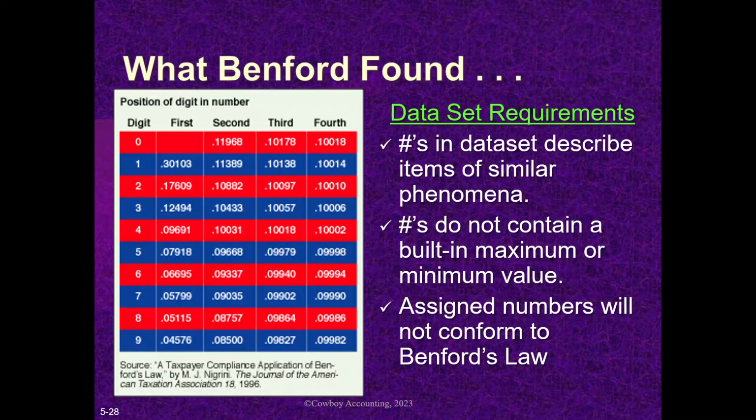Now, there are certain things that we have to have with our data set that make this work. First of all, the numbers in the data set have to describe something of a similar phenomenon, a length, a measure, a count, something like that. Numbers do not contain a built-in maximum or minimum value. So we can't have a situation where no number above 5 ever occurs as the first digit. That would be kind of strange, right? And you can't have assigned numbers for applying the Benford's Law test, because assigned numbers are always assigned in sequential order, so assigned numbers generally don't conform to Benford's Law either.